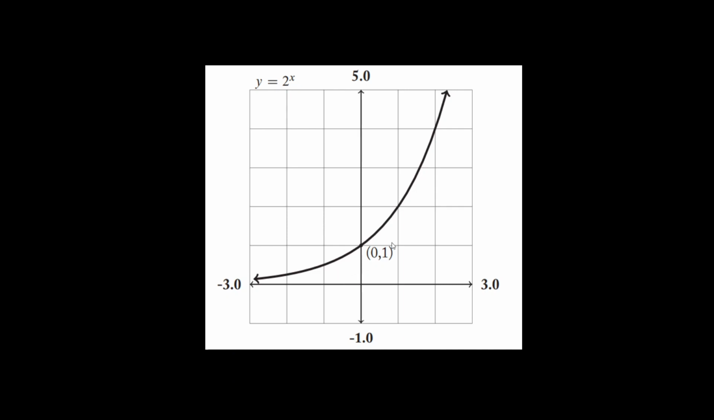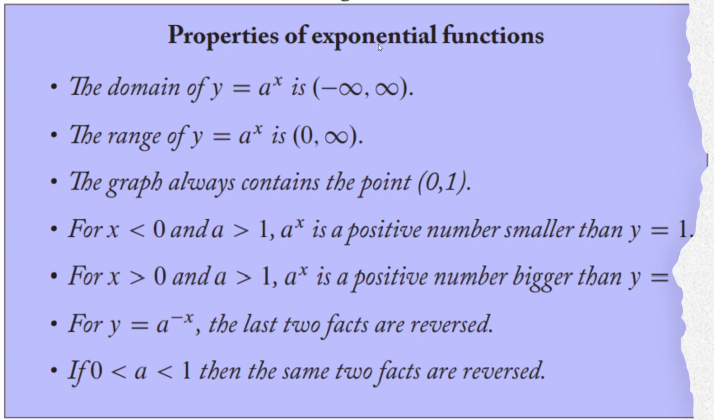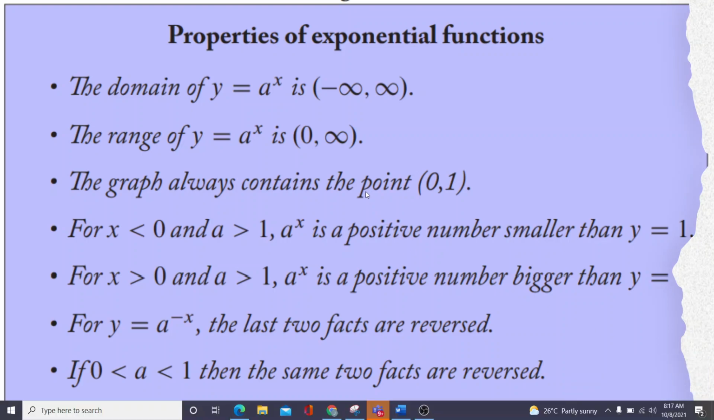Okay? So, ayan. Ito ay example ng exponential function na graph. Ito ay y is equal to 2 raised to x. So, ganyan yung graph niya. Properties of exponential function. So, pakitandaan po itong mga properties na to. The domain of y is equal to a raised to x is from negative infinity to infinity. The range is 0 to infinity. The graph always contains the point (0, 1).